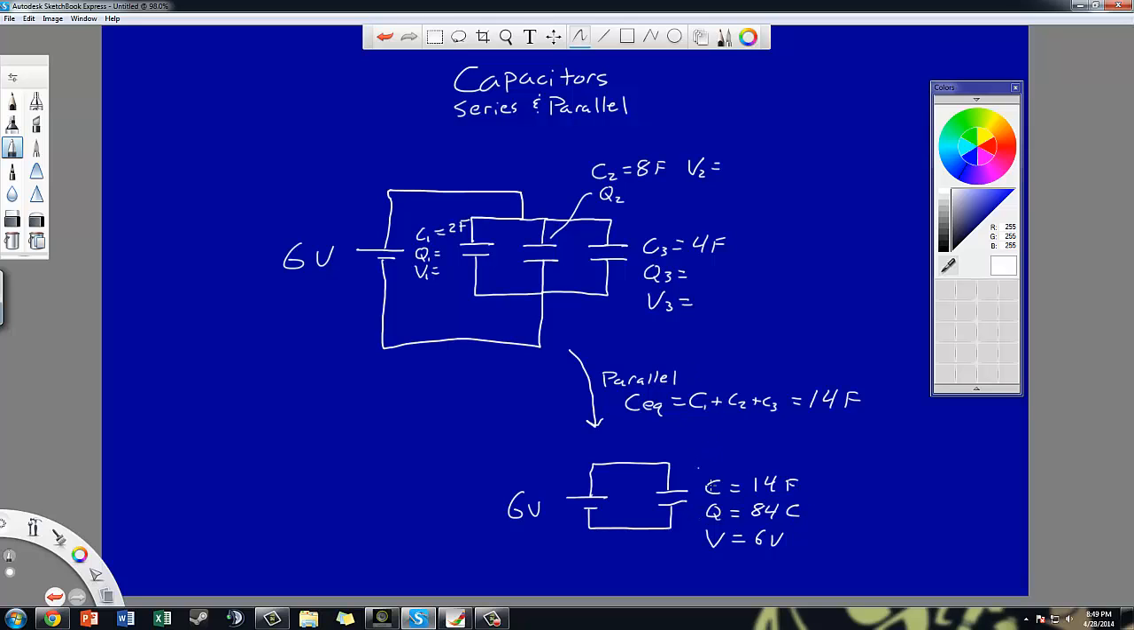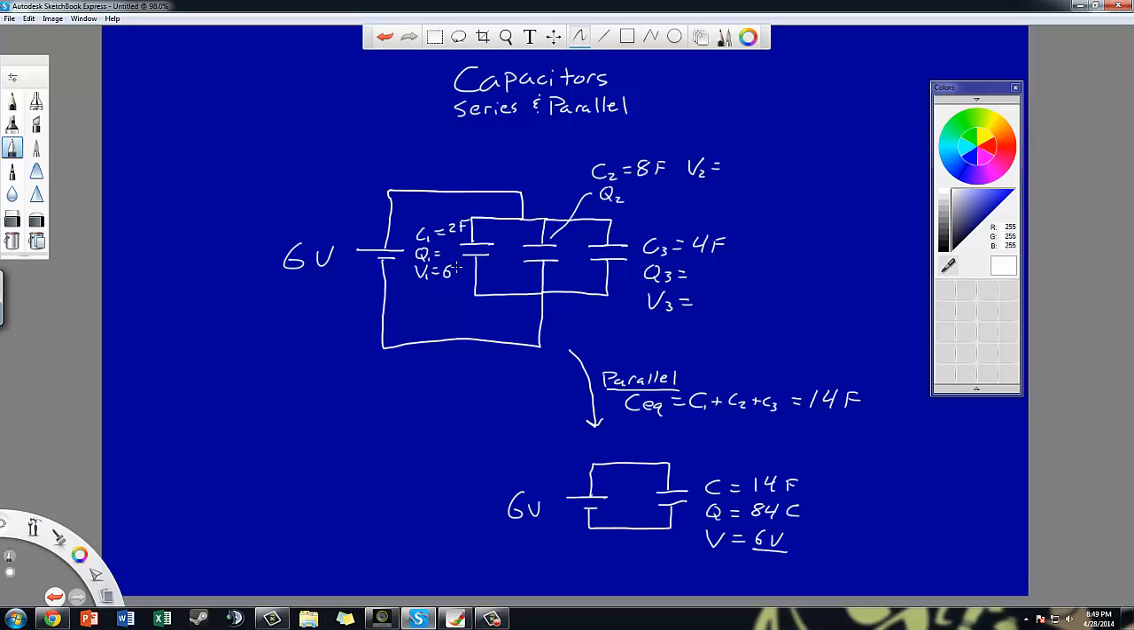Now, just like before, I don't have my final answer here yet, but what I can do is bring back some of this information to the previous diagram. And in the case of parallel, what we find is that instead of charge being the same, it's actually voltage that's the same in a parallel circuit. And so I bring back my 6 volts.